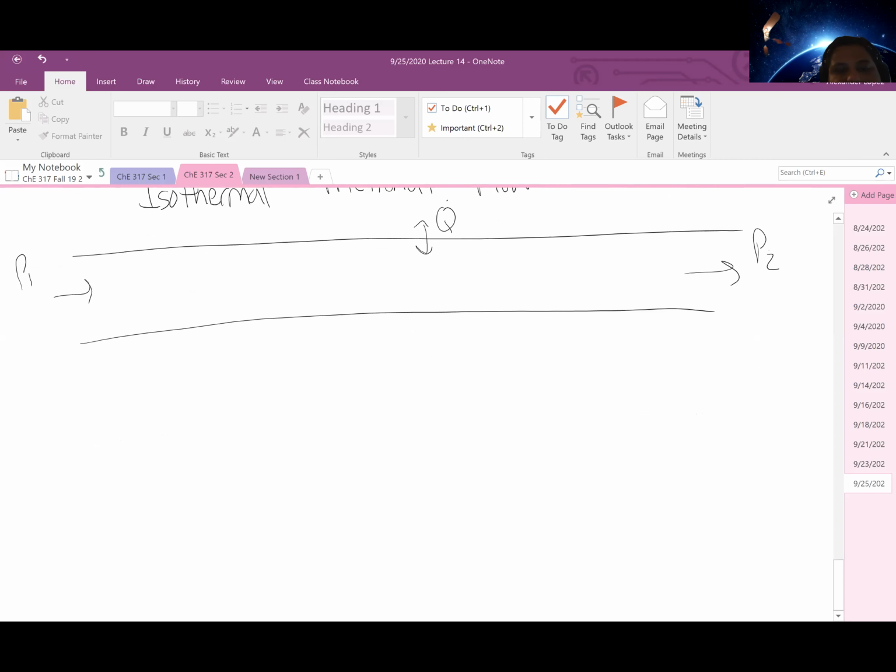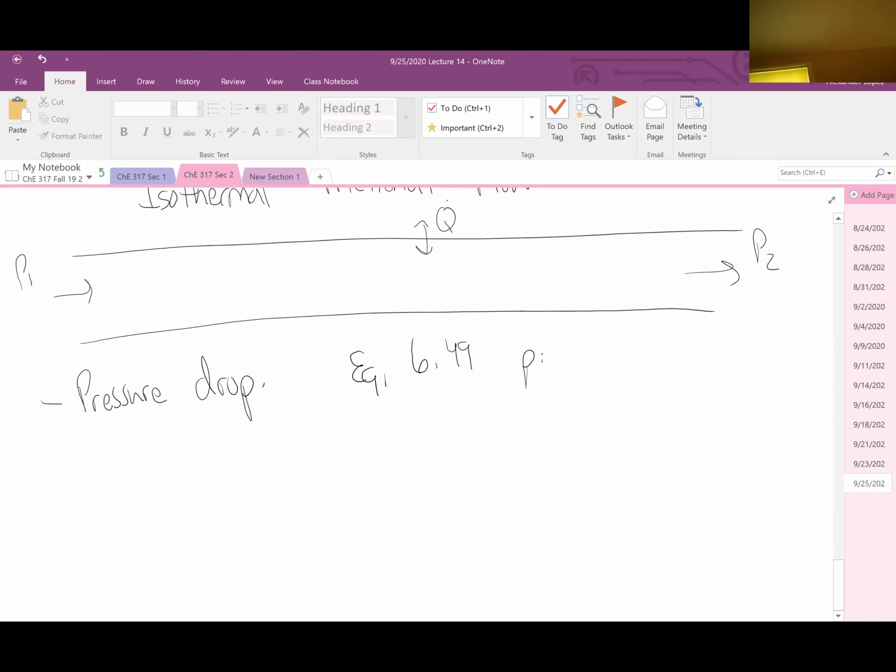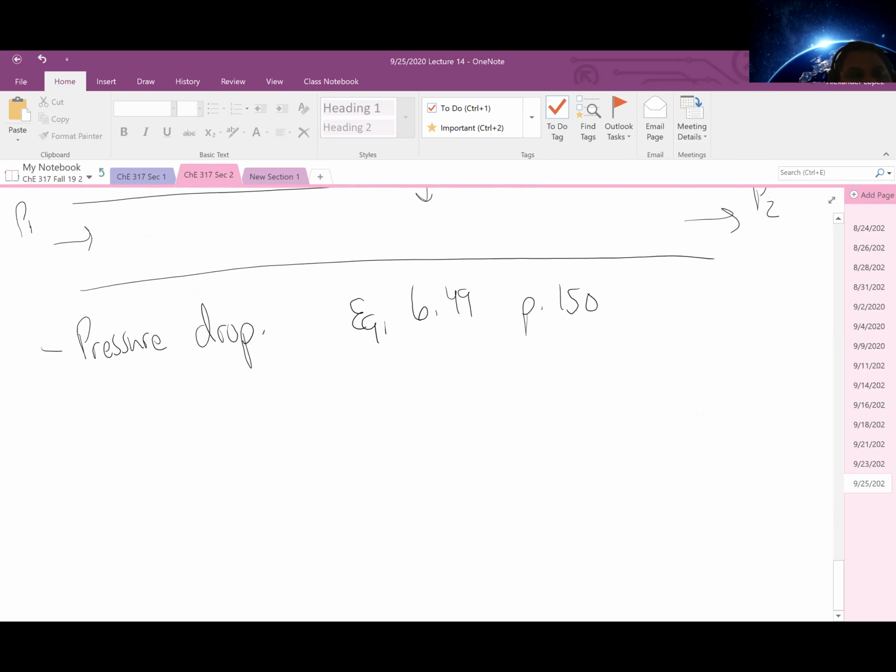And so the first equation that we're typically concerned with is our pressure drop expression, which is equation 6.49 on page 150. And it looks a little like this. I'll keep using the A and B monikers.